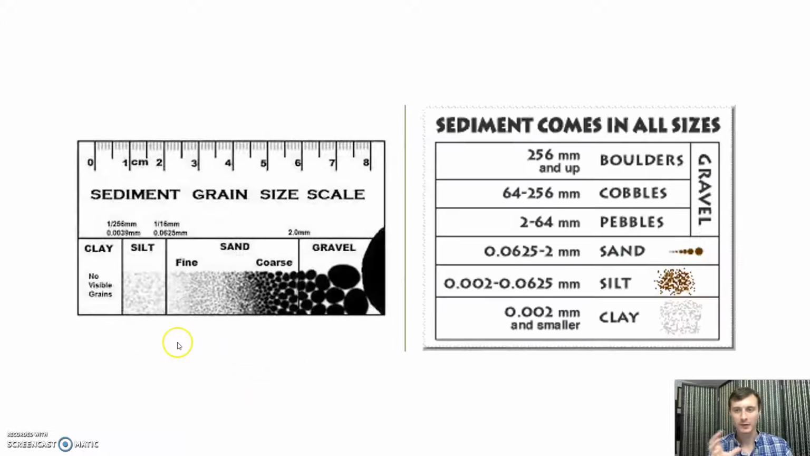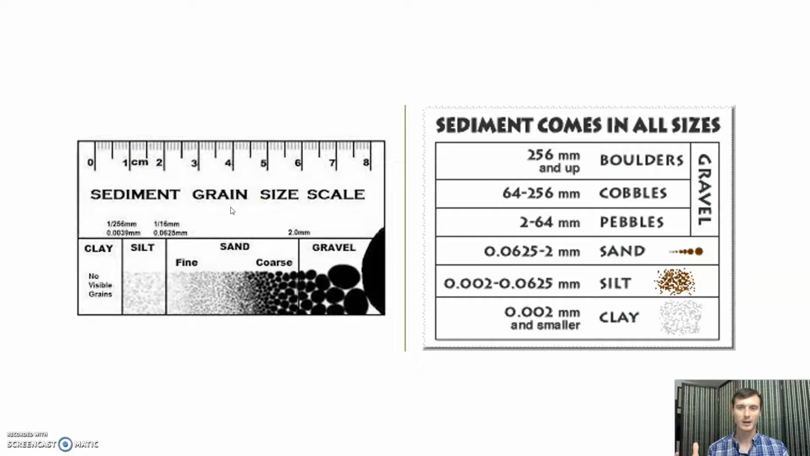So we'll start over here, right? And this is kind of a ruler that's been blown up a little bit. It's a special ruler. And we have like 1 centimeter here, 2 centimeters, 3 centimeters here. Well, 3 centimeters is about the same as an inch. So this is an inch right here. And we can use this as a sort of sediment grain scale to figure out what kind of sediment we're talking about.